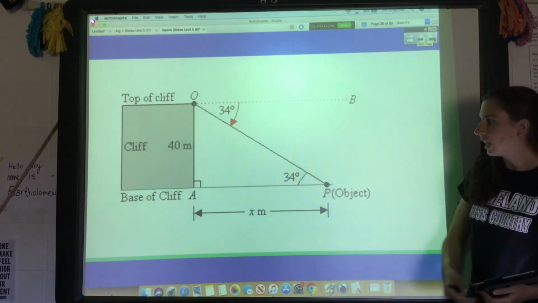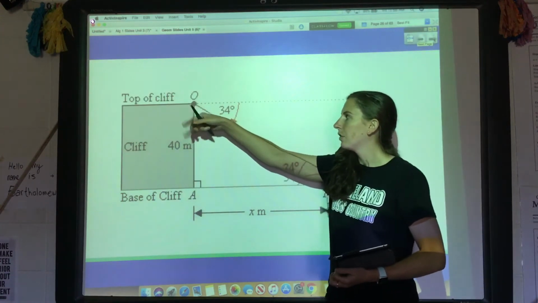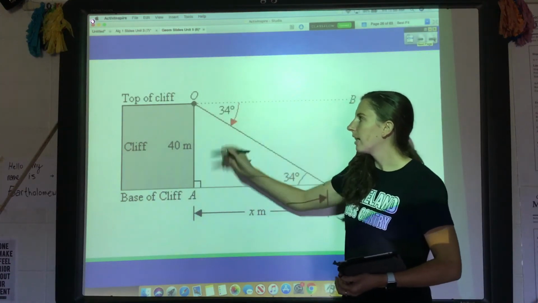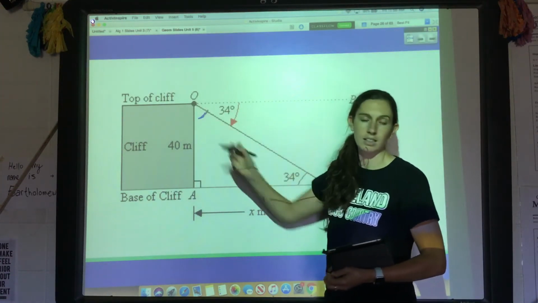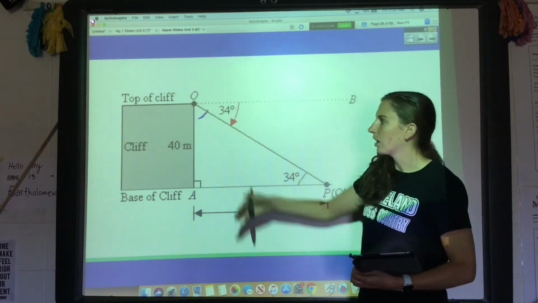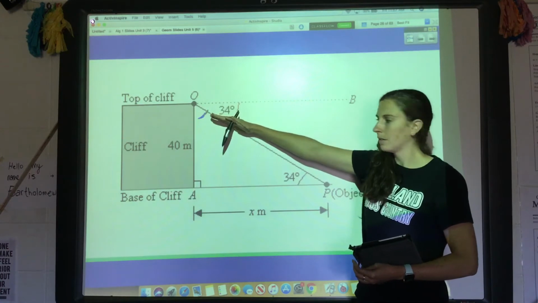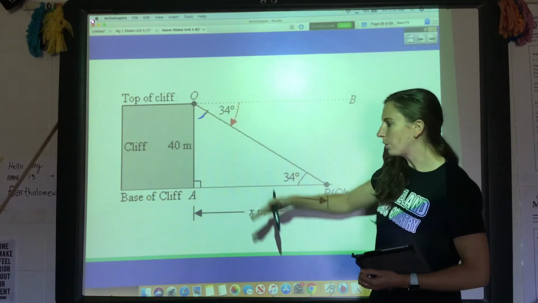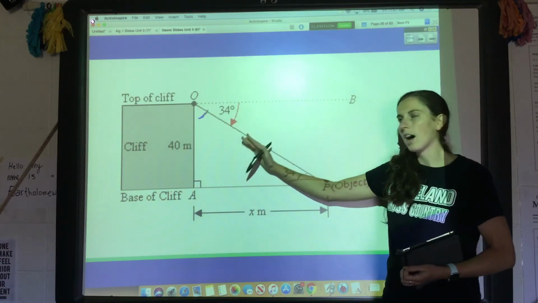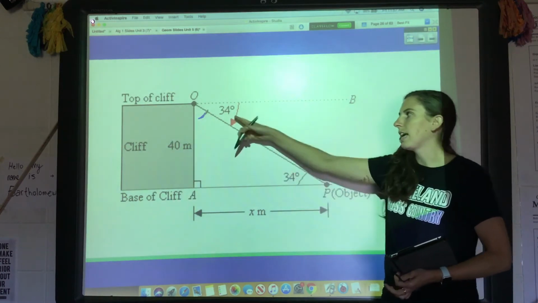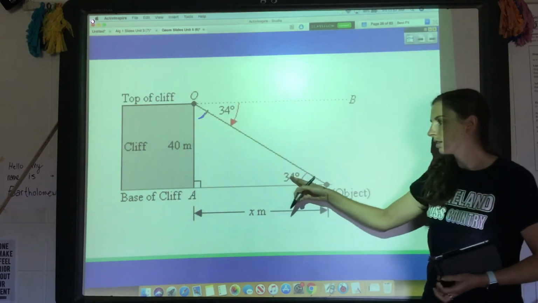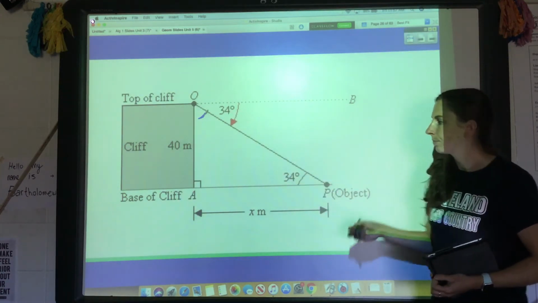If you are here at the top of a cliff, the angle of depression, again, this right here is not the angle of depression. It's got to start horizontal and go down. Or for elevation, you start horizontal and go up. Again, they should be the same. If this is 34, then this is 34 degrees.